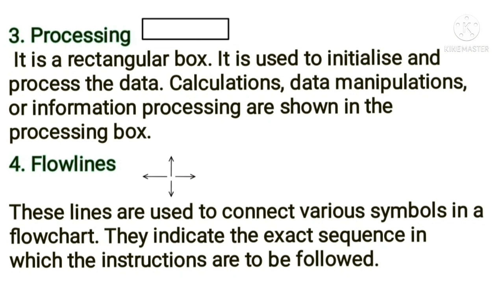Let's see the third symbol which is used in flowchart: processing. It is a rectangular box used to initialize and process the data. Calculations, data manipulations, or information processing are shown in the processing box. Fourth one, flow lines. These lines are used to connect various symbols in a flow chart. They indicate the exact sequence in which the instructions are to be followed.